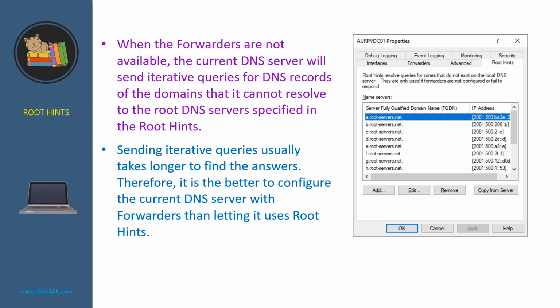Now, when the forwarders are not available, the current DNS server will send iterative queries for DNS records of the domains that it cannot resolve to the root DNS servers specified in the root hints. As you know, sending iterative queries usually takes longer to find the answers. Therefore, it is better to configure the current DNS server with forwarders than letting it use its root hints.